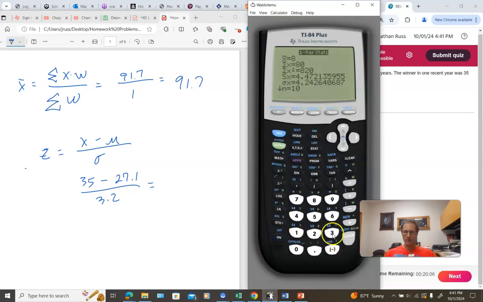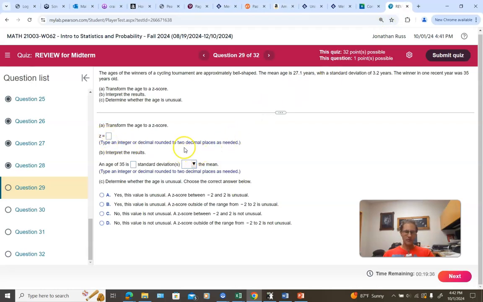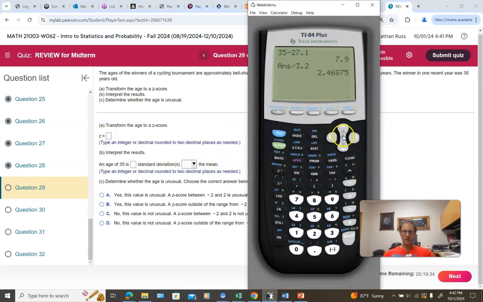All right, so 35 minus 27.1, and then divide that by 3.2. All right, so the z-score is about, two decimal places, 2.47.